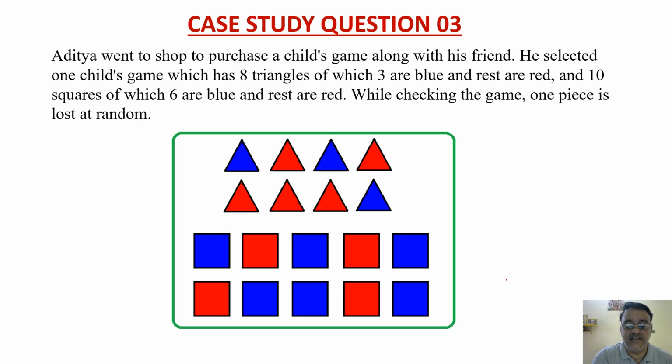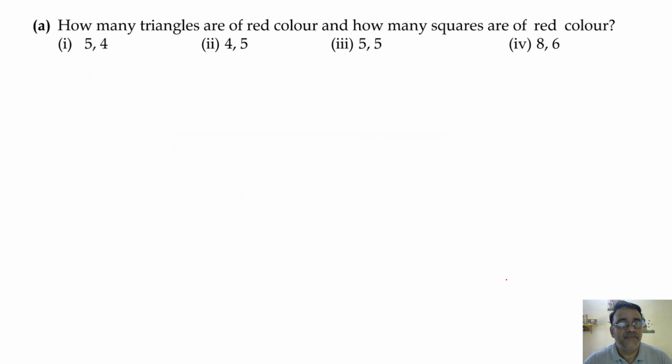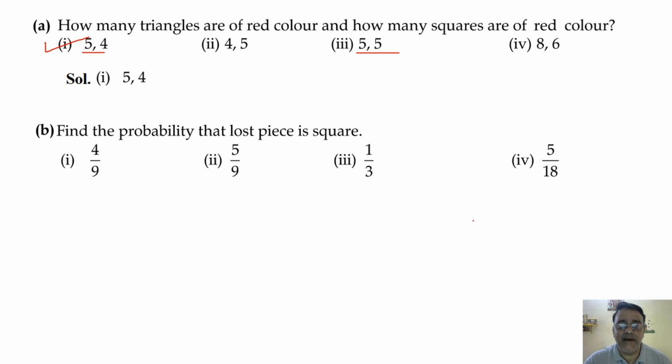Now based on this, let us start with the first question. How many triangles are of red color and how many squares are of red color? So red triangles are 5. And the red squares are 4 only. So the correct option is the first one, right?